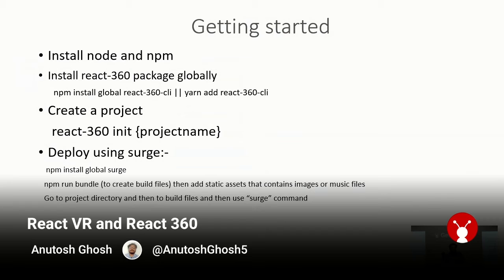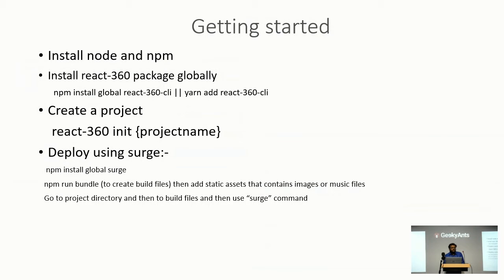So to get started, you have to have Node and npm installed on your system, and then you have to install the React 360 package using the command. And then for creating the project, you have to use react-360 init and then the project name. So this is the basic way you can start creating a React 360 application. After that you can go through the documentation or other resources to add any advanced features that you might need in future, like audio sounds or any other things.